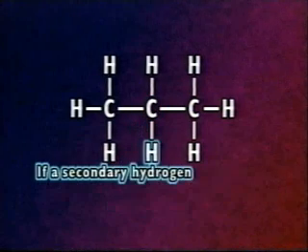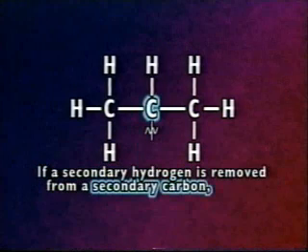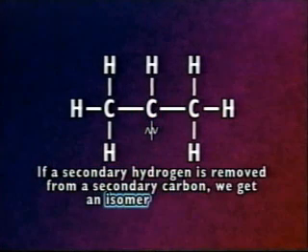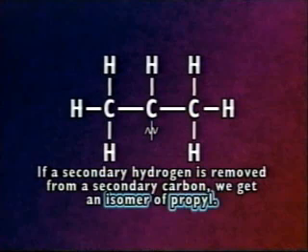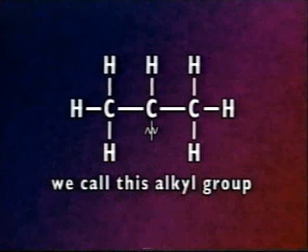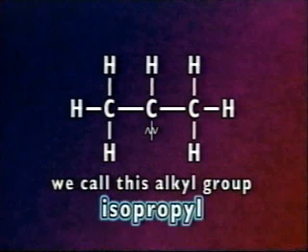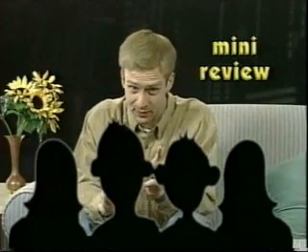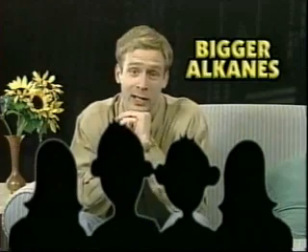This is the only other type of carbon in propane. It's the only secondary carbon we'll find. If one of the secondary hydrogens is removed from the secondary carbon, we get an isomer of the propyl group. So all we do is call this alkyl group isopropyl. What could be easier? Okay, it's time for a mini review. And then we have to figure out how to name bigger alkanes.